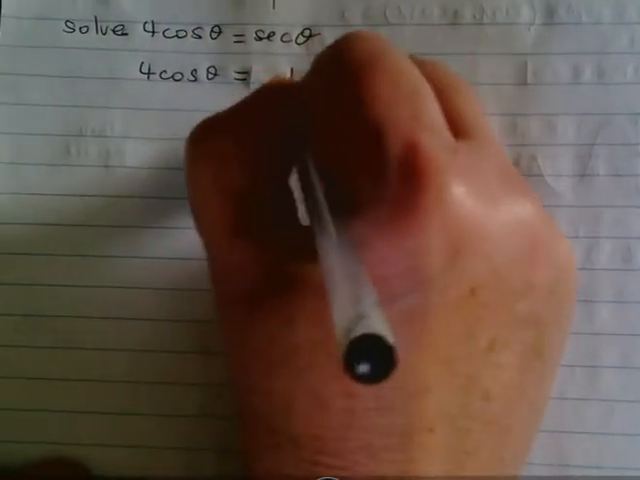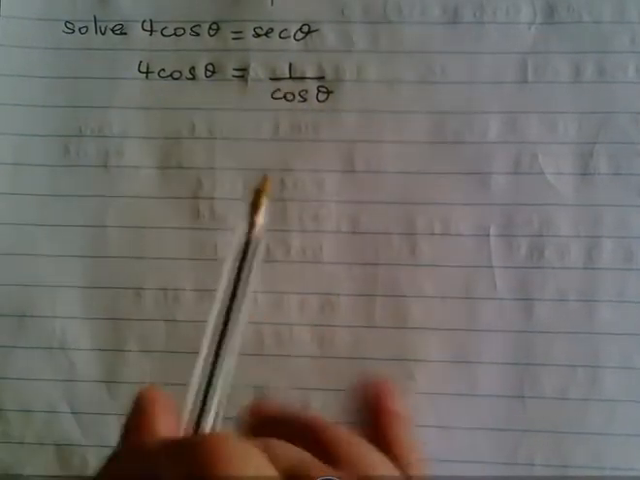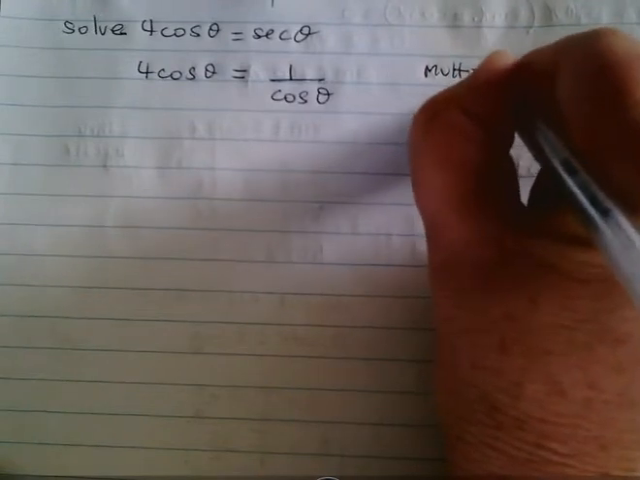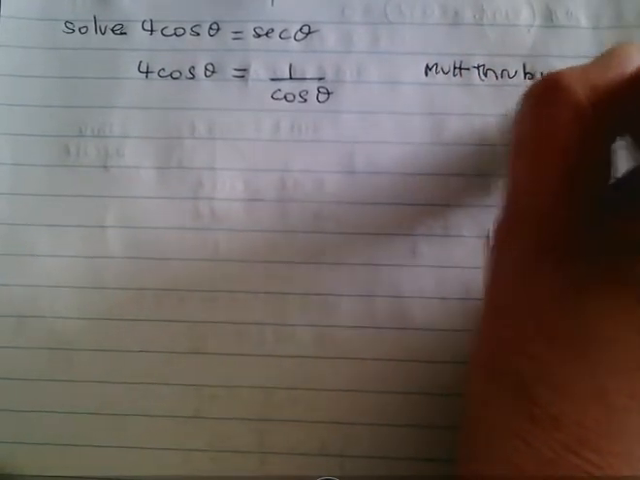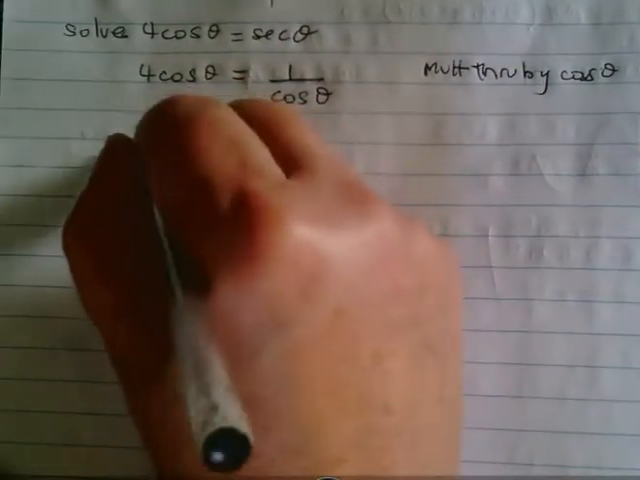Another type of question. Now it appears, if it just looks like this, that we can't solve it, but why don't we rewrite what sec theta is, and we know it's 1 over cos theta. So we want to remove the cos theta from that denominator, so we're going to multiply both sides, or multiply through by cos theta. Remember, you're allowed to do the same thing to both sides, so I'm going to multiply the left and the right by cos theta.